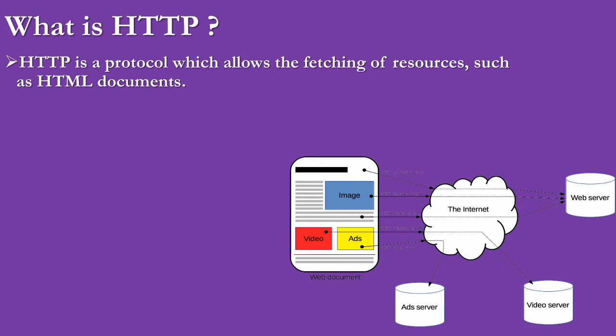A complete document is reconstructed from the different sub-documents fetched, for instance text, layout descriptions, images, videos, scripts, and more. Clients and servers communicate by exchanging individual messages as opposed to a stream of data. The messages sent by the client, usually a web browser, are called requests, and the messages sent by the server as an answer are called responses.